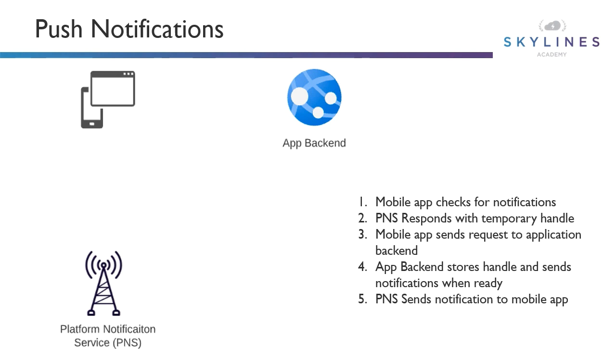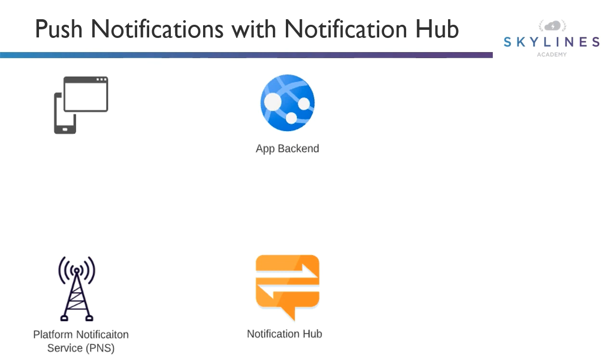This doesn't seem that bad, but as you start to scale out, it becomes very complex. When the application wants to send out notifications, it has to retrieve each temporary handle and have the associated logic to handle that. Add in the fact that each platform's PNS is different, you can see how this can become an issue when we are talking about thousands of devices, let alone tens of thousands or millions of devices. This is where Notification Hub comes to the rescue.